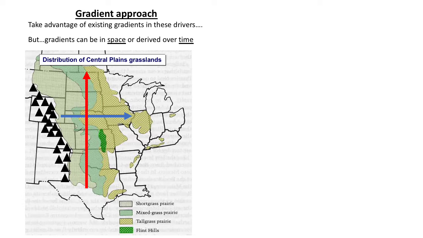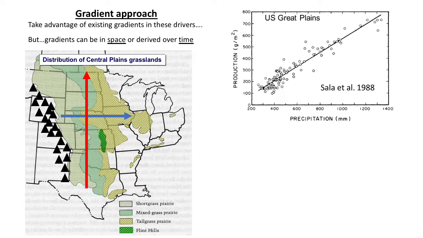There are strong precipitation gradients, here in the blue arrow, and strong temperature gradients, shown by the red arrow across this region. Certainly, ecologists have taken advantage of those gradients to try to understand how things like precipitation, which varies from west to east, might affect productivity, such as this graph, published by Osvaldo Sala many years ago.